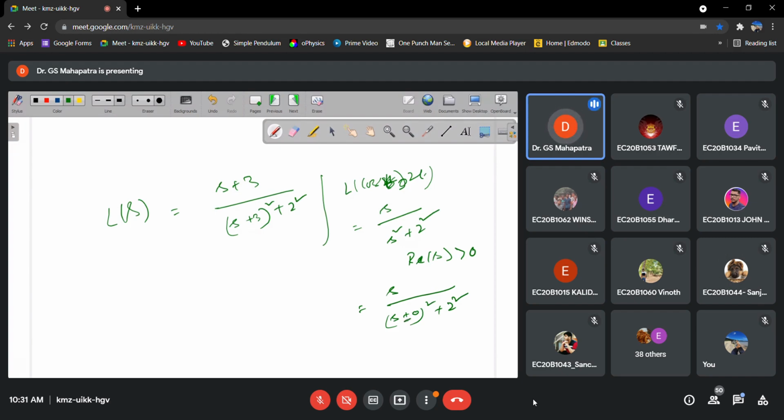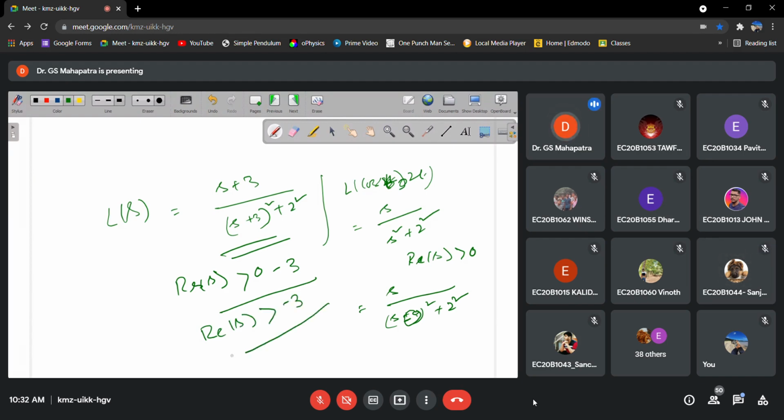Why I have written it: you can write s 0 plus or 0 minus s, anything. Since if it is 0, the real part of 0, then it is not defined. Correct. So in such a case, if you apply here, what will be the real part of s? It's greater than 0 minus 3. Correct now. Here it is s plus 3, that's why it is 0 minus 3. But we will not write 0 minus 3. After the final we will write minus 3. This is the way.